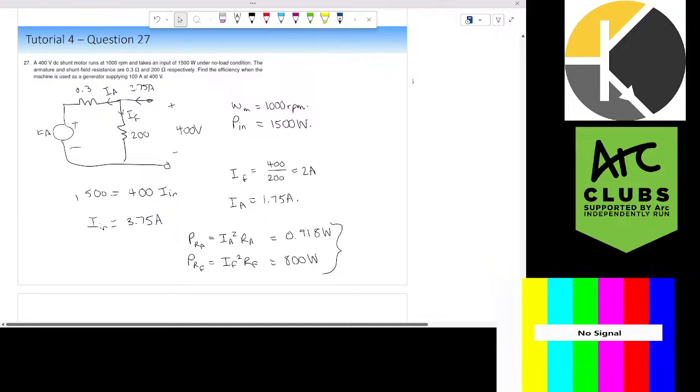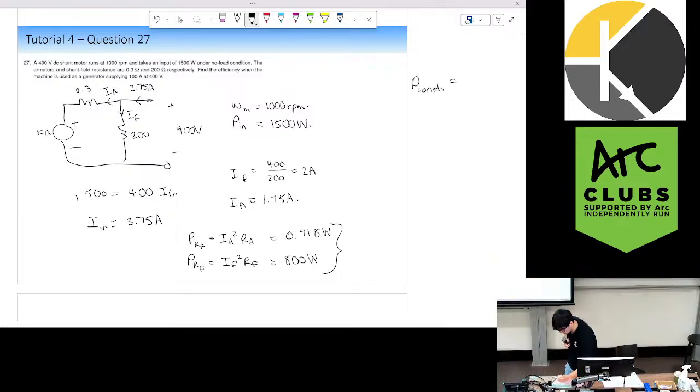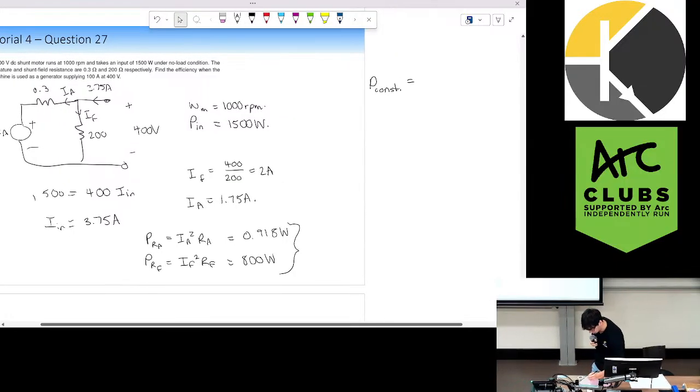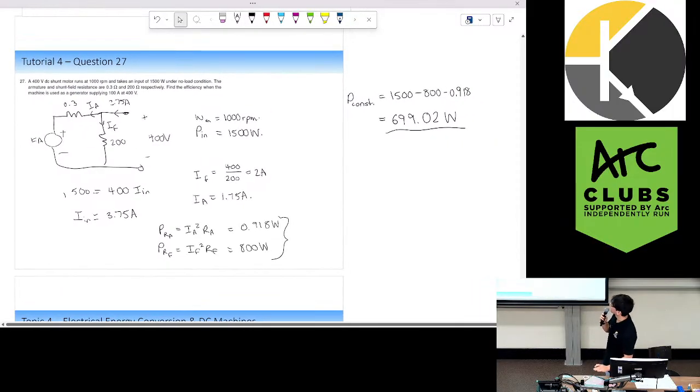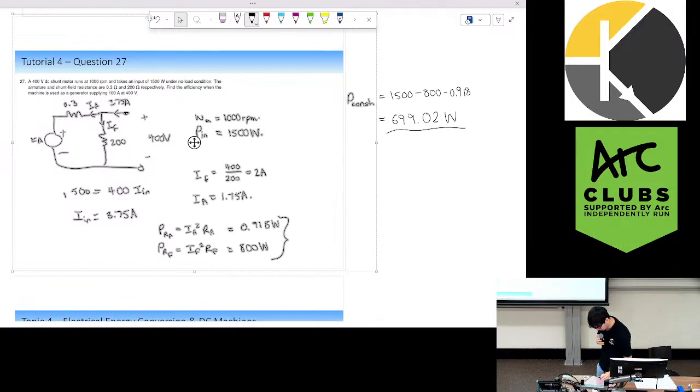So we need to find constant losses, which is going to be our input power minus field losses and minus armature losses. And this gives us roughly 699.02 watts. So this loss is constant, so it's not going to change when we look at the generator under different conditions. Now let's look at the generator.